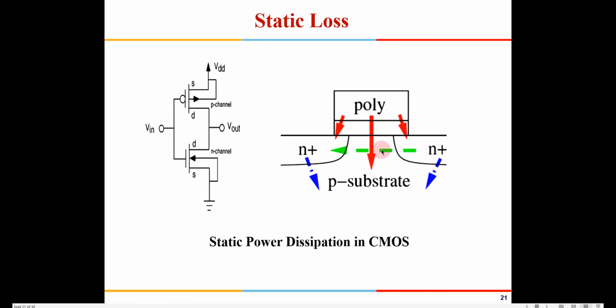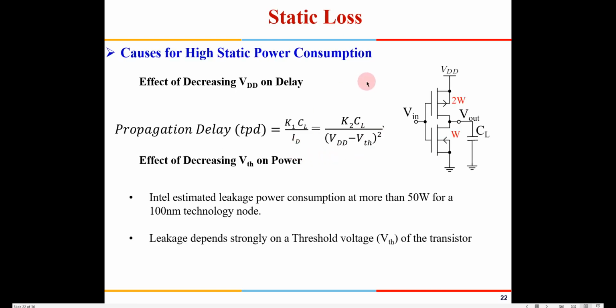Okay, but even when you are not applying any gate voltage, there is some current which is flowing between the drain and the source. So that has become a major issue with the latest technology devices. Okay, now let's see why it has become a major issue.